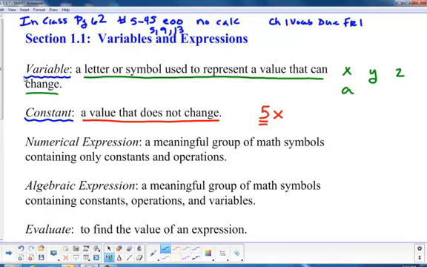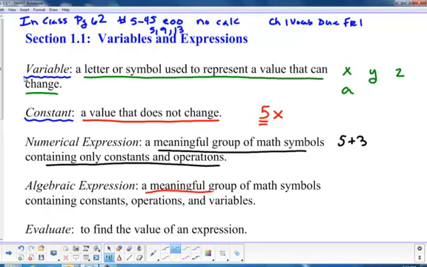A numeral expression is a group of math symbols containing only constants and operations. So that means there's no variable. So like 5 plus 3, that'd be a numeral expression. An algebraic expression is the same thing as a numeral expression, but now you have a variable, a letter, something like 5x plus 3.